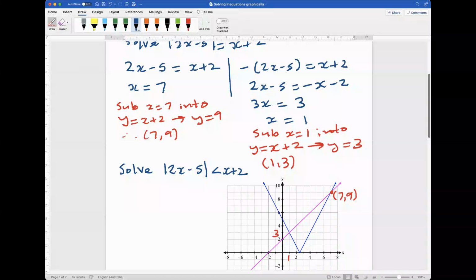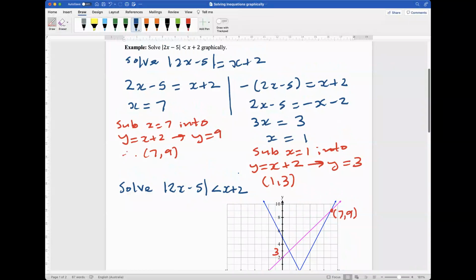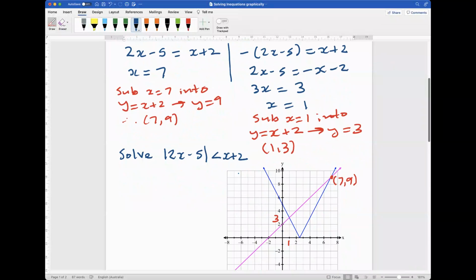So if you're looking for the sections of the graph which are below, okay, and you have to use the x values only. So the absolute value graph is the blue graph. So for which values is it below the pink line, if you like? Well, that's just going to be x is less than 7 and greater than 1. Okay, now you can't include the intersection points as part of the solution because it's just a less than symbol.